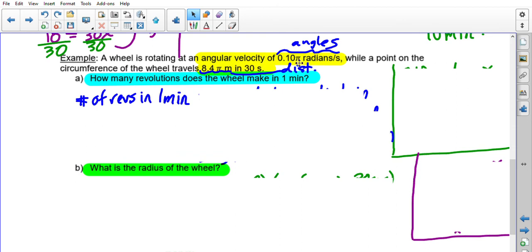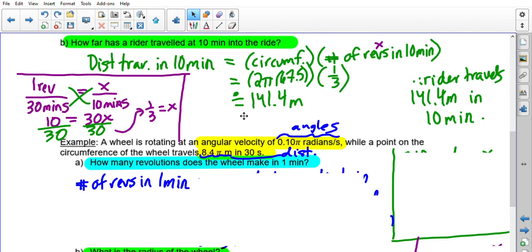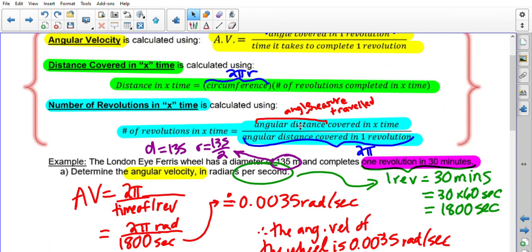I want you to be careful with that because students get confused that just because pi is here, they think that means it's an angle. But you have to look at the context. All they're saying is 8.4 times the value of pi, and that whole number is meters. So just be careful with that. It says, how many revolutions does the wheel make in 1 minute? So that's going to come up here, and we're going to do this formula. We have to find the angle measure traveled in 1 minute and divide it by 2 pi.